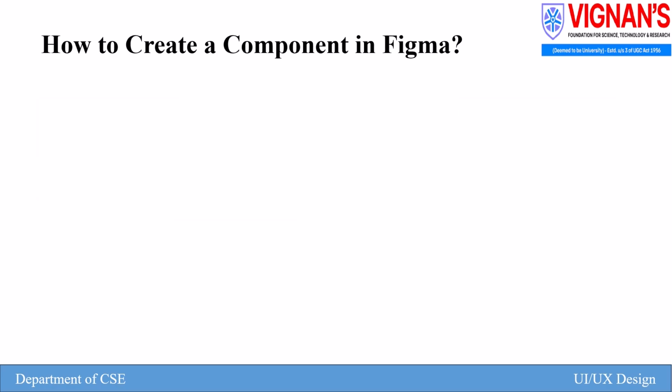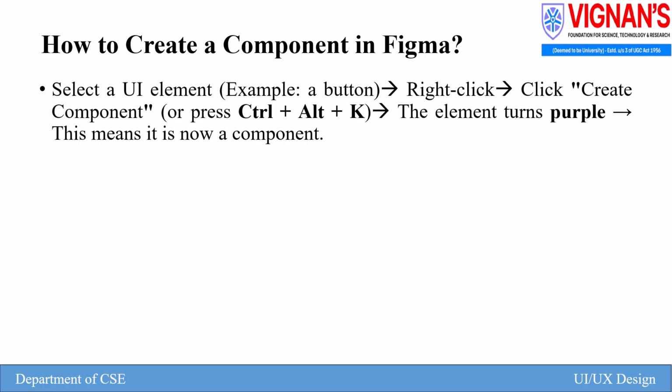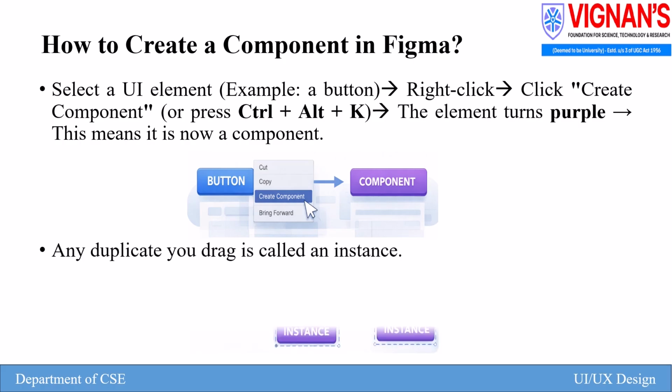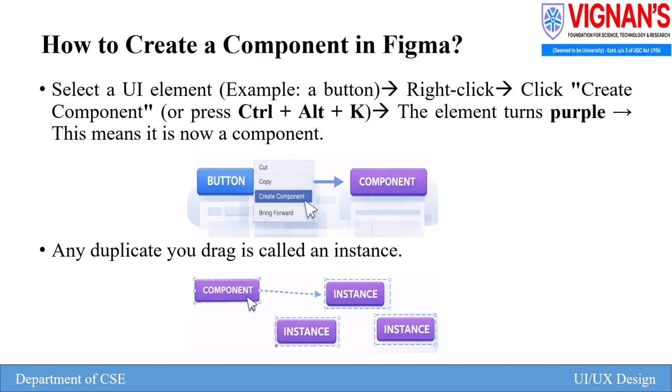How to create a component in Figma? To create a component in Figma, first select any UI element, for example a button. Then right-click on the element and choose Create Component, or simply press Ctrl plus Alt plus K on your keyboard. Once created, the element will turn purple, which indicates that it is now a component. Whenever you drag or duplicate this component, the copies are called instances and they stay connected to the main component.